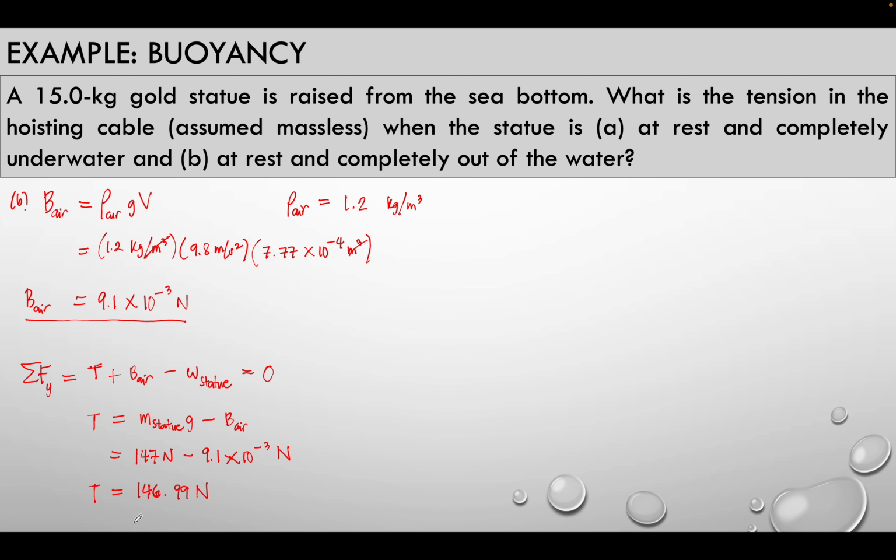So the tension force of the cable when the statue is at rest and completely out of water is equal to 146.99 newtons, or almost equal to the weight of the statue. Okay, so that is how we would solve for the tension using the equation of the buoyant force. So I think that is it.